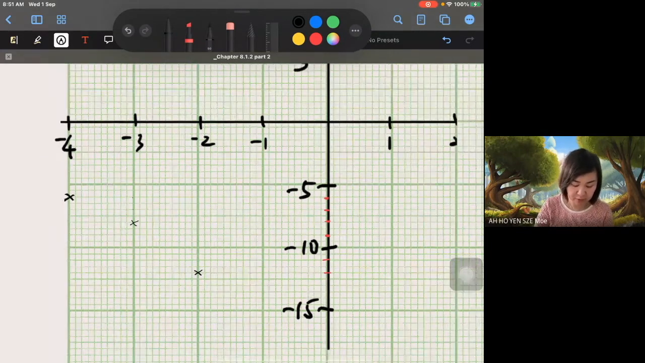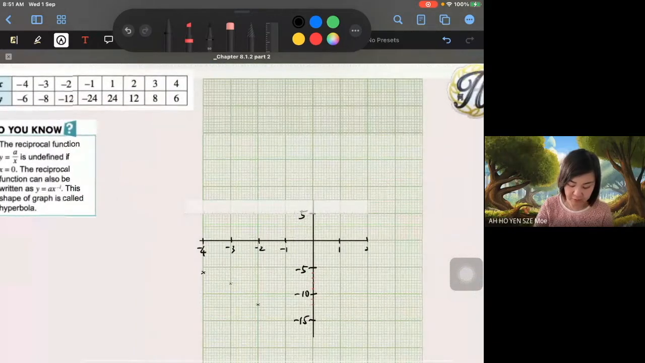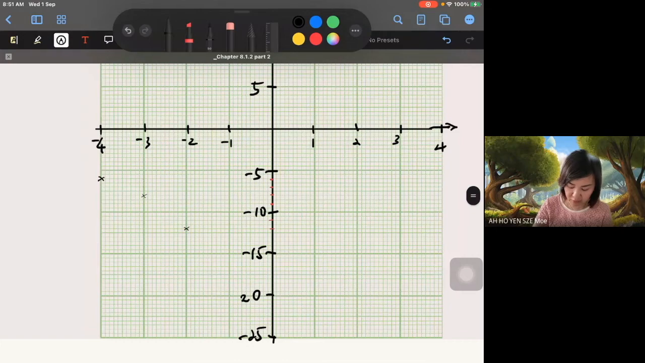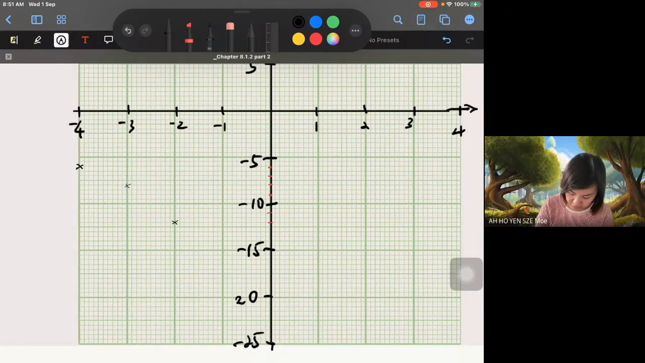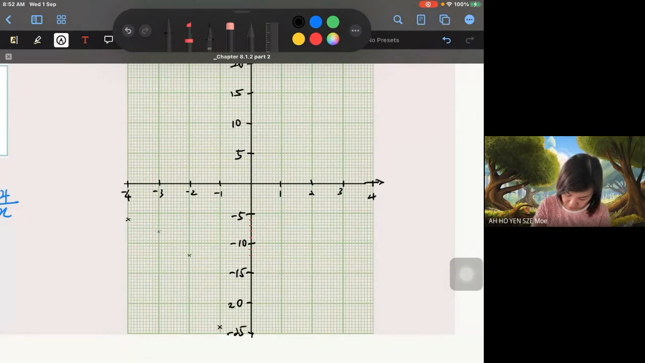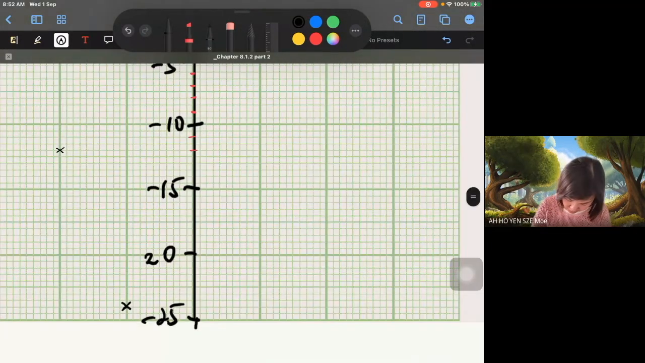Okay, so now we plot the 3 points. Another one, negative 1 and 24. 24 is here. Two more boxes to reach 25. So it's here, negative 1, 24. So 1, 24 is here. This is a 1. Okay, that one, right?